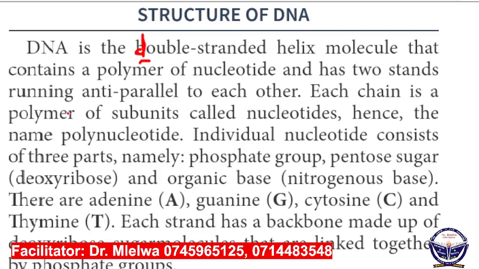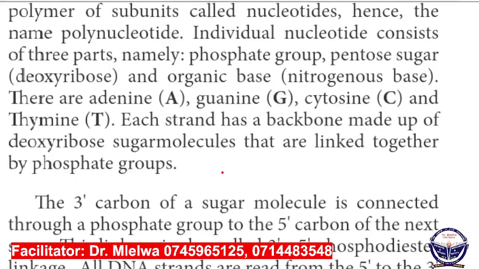Each chain is the polymer of subunits called nucleotides. Hence the name polynucleotide. Kwa hiyo DNA inakuwa imetengenezwa na subunit ambazo zinaitwa nucleotide. Individual nucleotide consists of three parts, namely the phosphate group, that we discussed, the pentose sugar, which is deoxyribose, and the organic bases, which there are four. There are adenine, guanine, cytosine, and thymine.